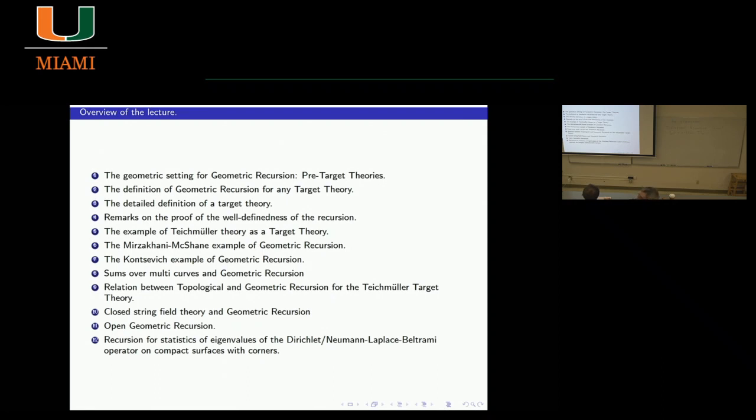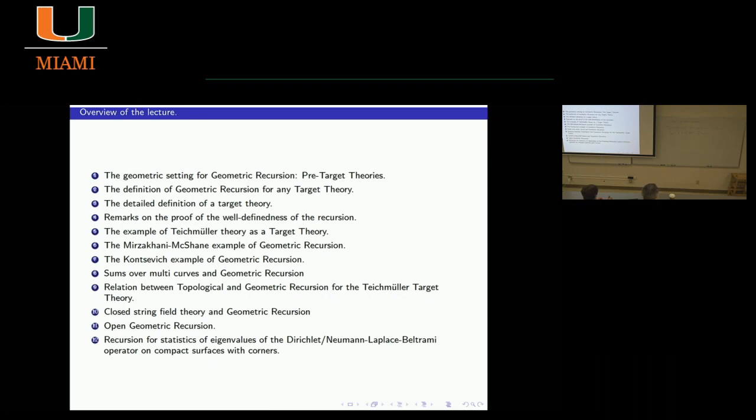I will then show you an example of sums over multi-curves and how that fits with geometric recursion. And I'll briefly discuss the relation between topological and geometric recursion for the case where the target is Teichmüller theory. Then I will give you a little cute example from closed string field theory, namely that what's called a topological vertex fits very well with geometric recursion.